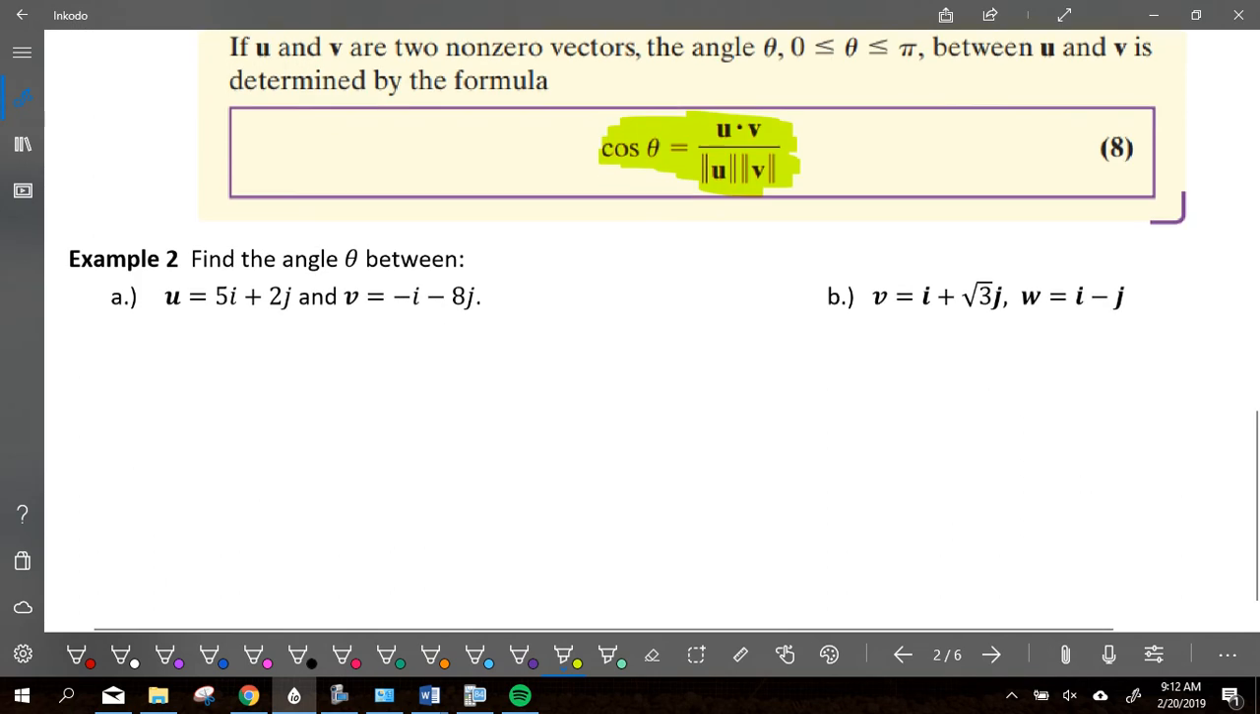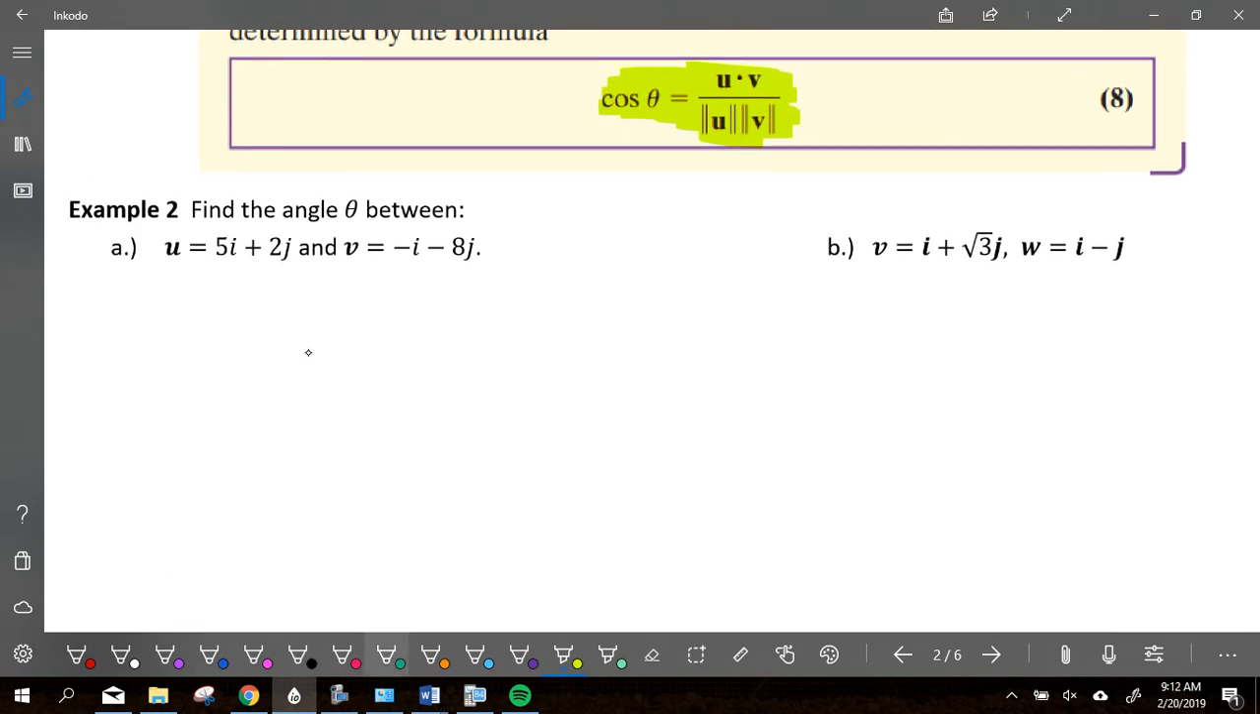So let's put this into practice. Let's look at letter A. u is 5i plus 2j, and v is equal to -i minus 8j. And so the first thing we're going to do is we're trying to set up this guy. And so the first thing I need to do is find the dot product. I'm going to take u times v. So, Garrett, what am I going to do to find u times v?